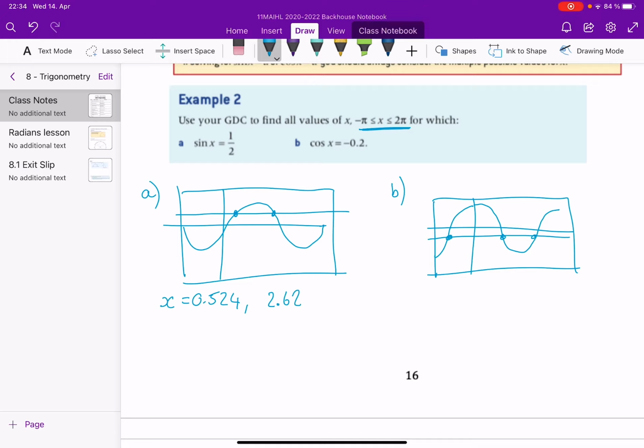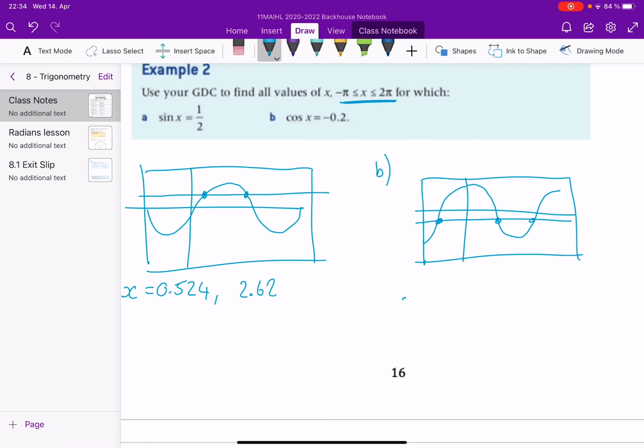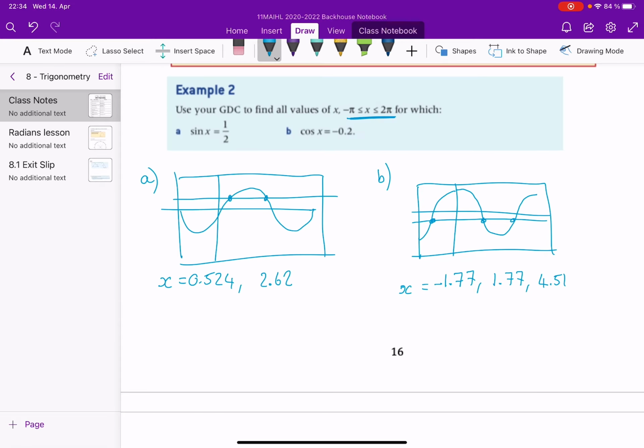So, same process as before, function intersection. I'm going to start on the left and work right with these basically. So negative 1.77. Then we've got positive 1.77, because it's symmetrical. And then our last one is 4.51. Okay, those are the 3 answers in this domain.